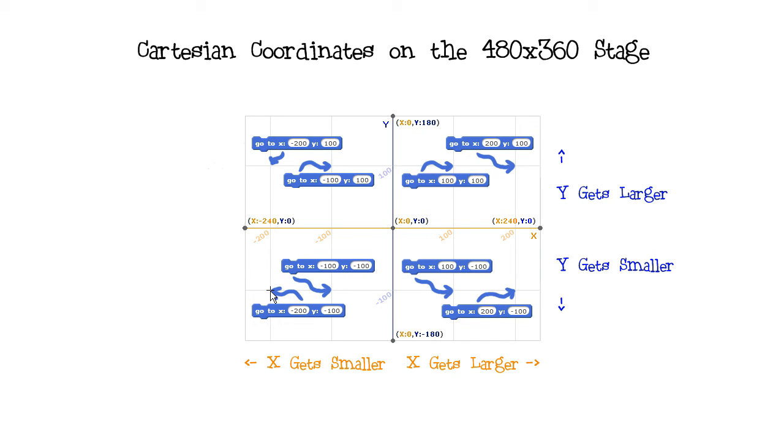Looking at the x values, I have x is minus 200, x is minus 100, x is 100, and x is 200. And the y values, y is minus 100 for all four of these, and y is positive 100 for these four.